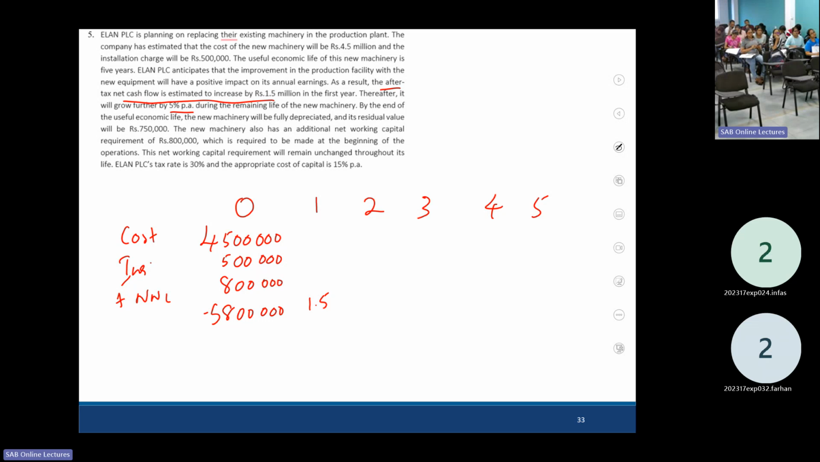If you are given after tax net operating profit, what you have to do is add back depreciation in order to convert it into cash. But here you are provided after tax net operating cash flow, so no need to adjust the depreciation. You can work out cash flows here. These are increasing by 5%. So what are the numbers you can work out? 1.5 million into 1.05, likewise increasing by 5%.